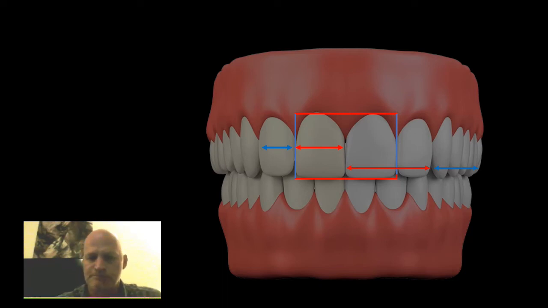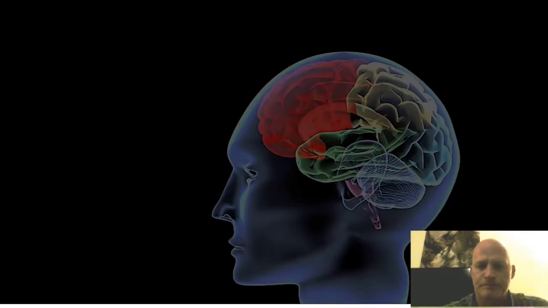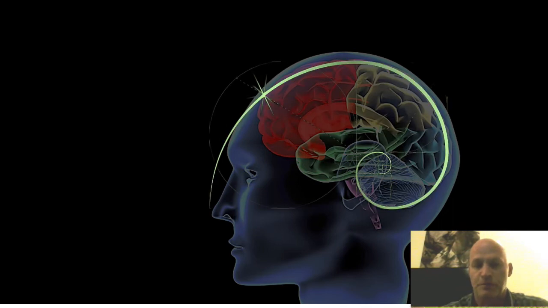If you look at your ear, you will see the Fibonacci spiral. Your brain, Fibonacci spiral. Let's take a closer look at your lungs, shall we?